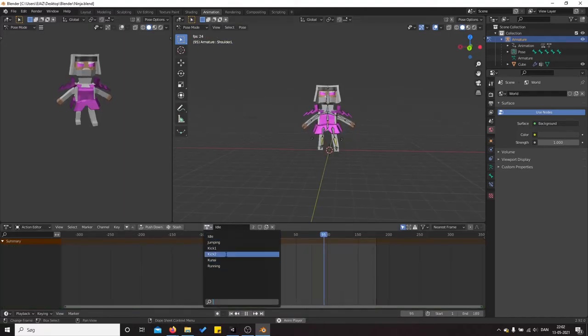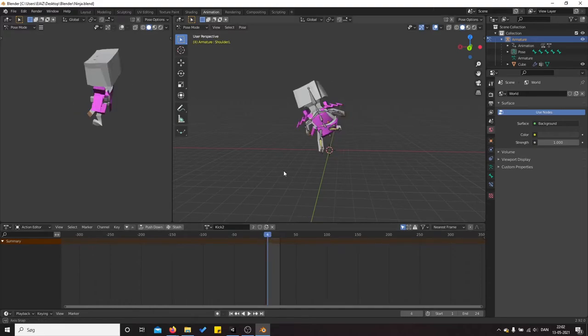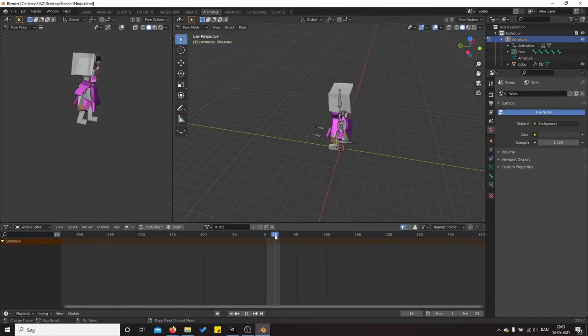So this is his stance, this is the kick. Wait, where is it? It should be a lot. I don't know if you guys saw that. So let me just... So this is his stance. He is turning around, kicking somebody, and then returning back. Looks cool, right? It is fast.